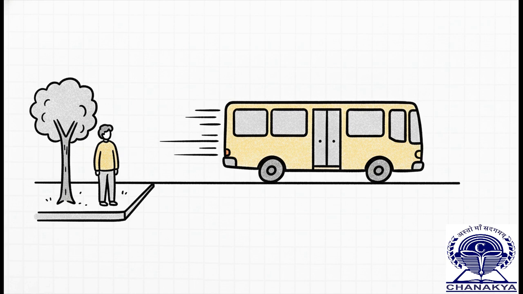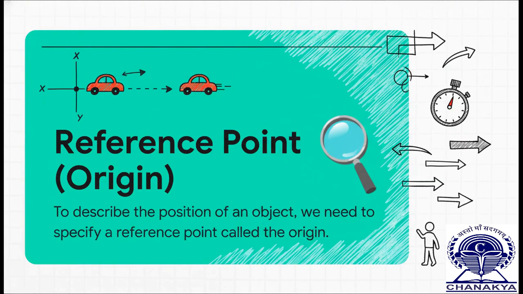Motion is always relative. And that leads us to our first official tool in the toolkit, a reference point. Sometimes called the origin, it's just the spot we all agree to call still, so we can measure everything else against it. Without one, saying something is moving is basically meaningless. It's the "you are here" dot on the map of the universe.